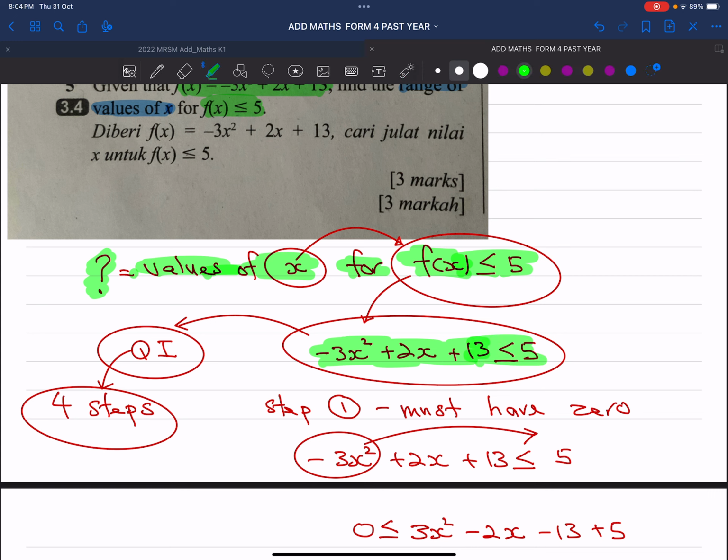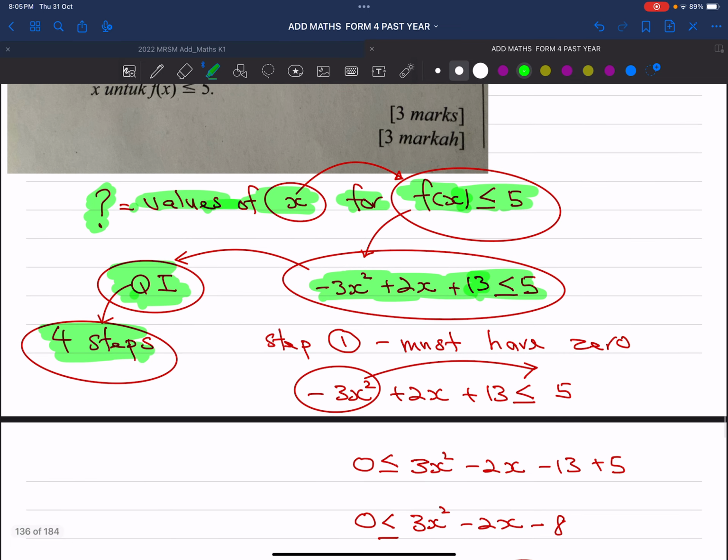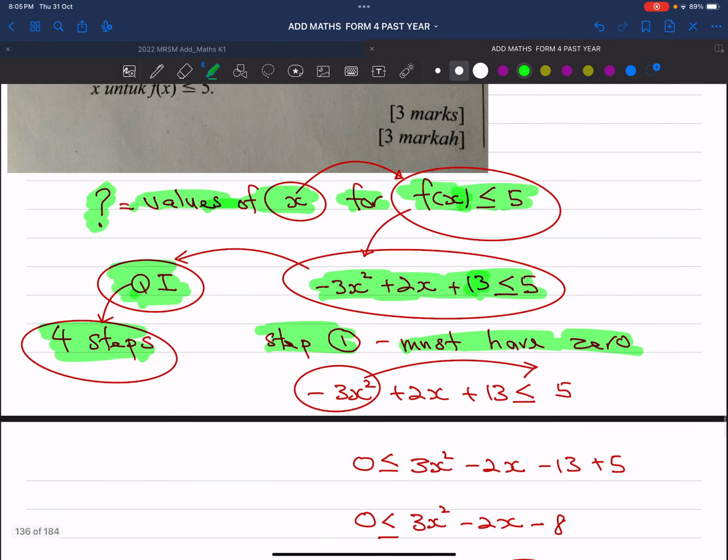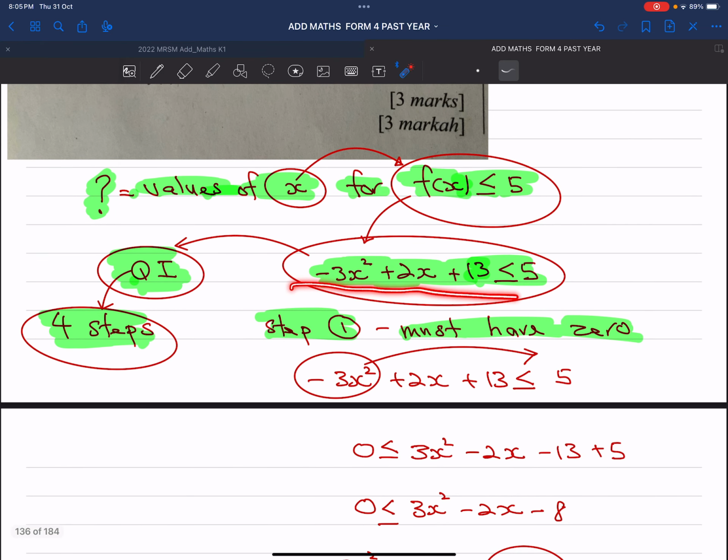Now the first thing you realize is that if you have a square and inequalities, therefore it has become quadratic inequalities. Any expression with x squared is quadratic. You have less than or equal inequalities. And we know that in quadratic inequalities, there are 4 steps. Step 1, the expression must have a 0. So we take the given expression and we have to make a 0.